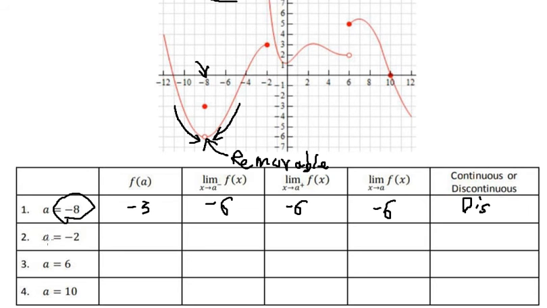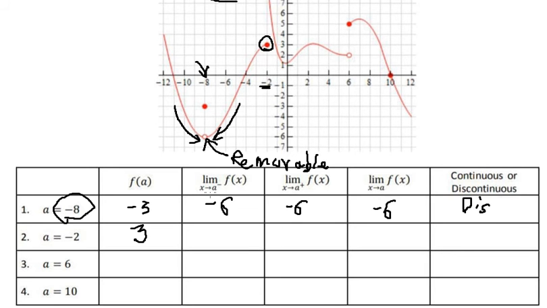Next, a equal to negative 2. Here, that's about negative 2, and we have the red dot in here for negative 2. So let's see the value of f of negative 2, and let's see about 3. We put 3 in here.